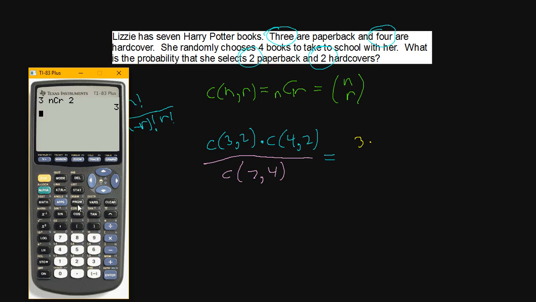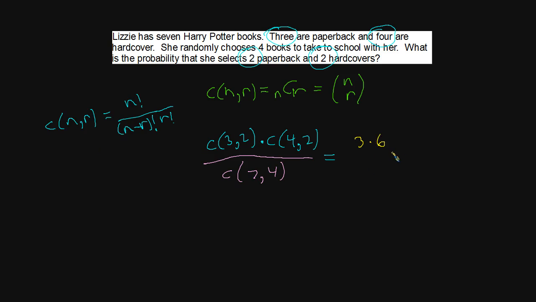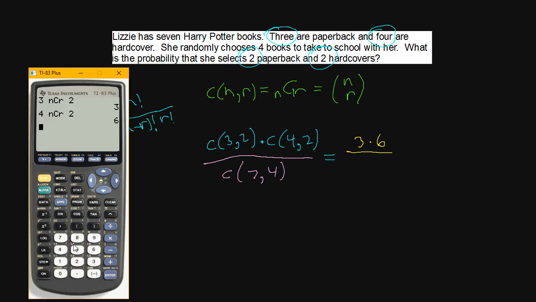So C4 comma 2 is next. So we'll do 4 and then math, and then go over to PRB and down to NCR, and then 2. And that gets us 6. And so we'll go ahead and do times 6. And then finally 7 NCR 4. Let's go ahead and do that. And so we go 7 math, NCR 4. That gets us 35.